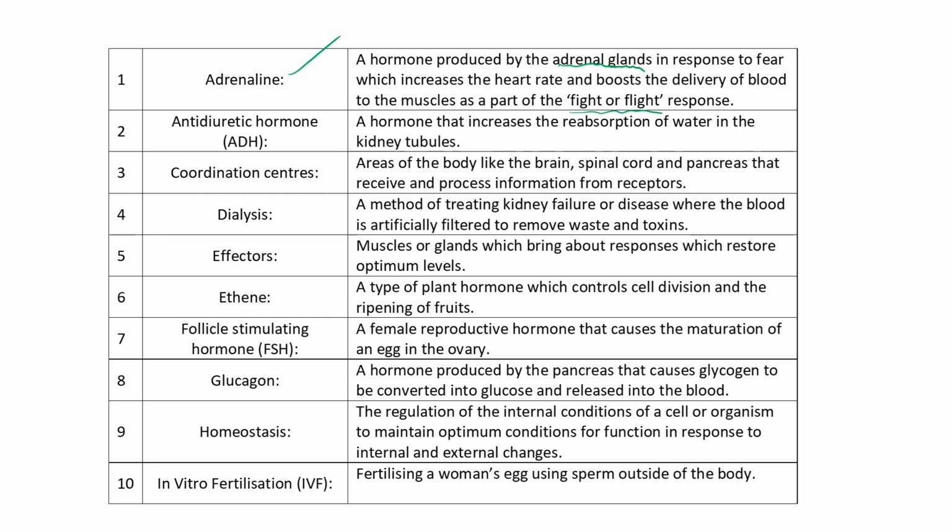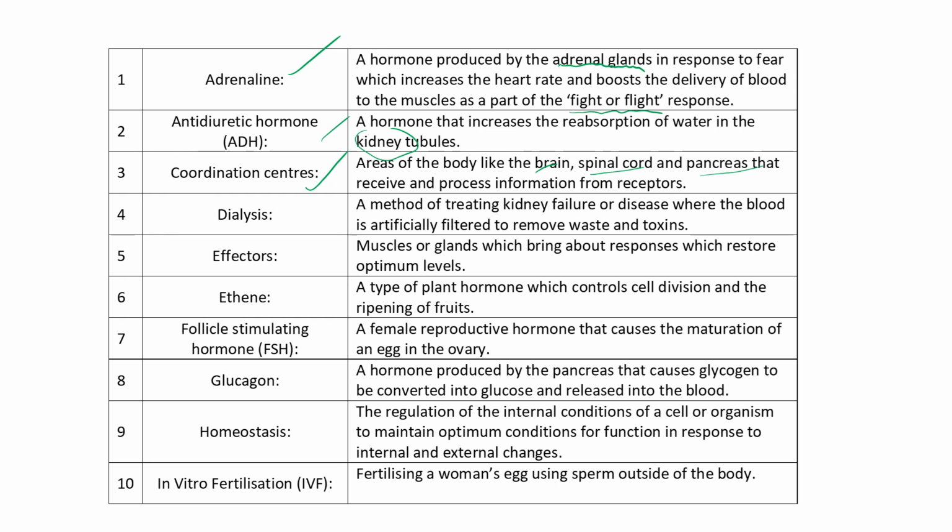A hormone that increases the reabsorption of water in the kidney. Okay, now you only need to know all about the kidney on the triple science, right? But this is ADH, antidiuretic hormone. Areas of the body like the brain, the spinal cord, the pancreas receive information from receptors, and they are then coordination centres. Okay, but obviously the brain is the main coordination.